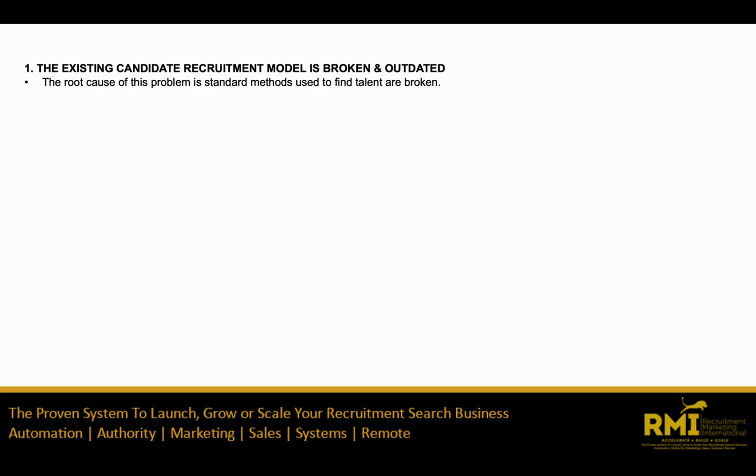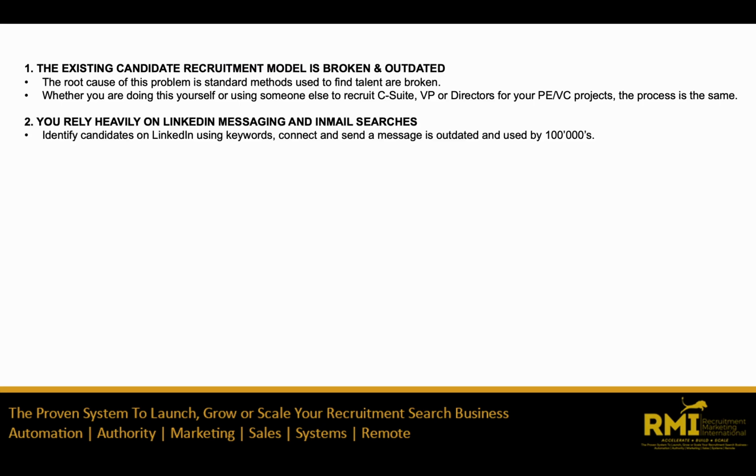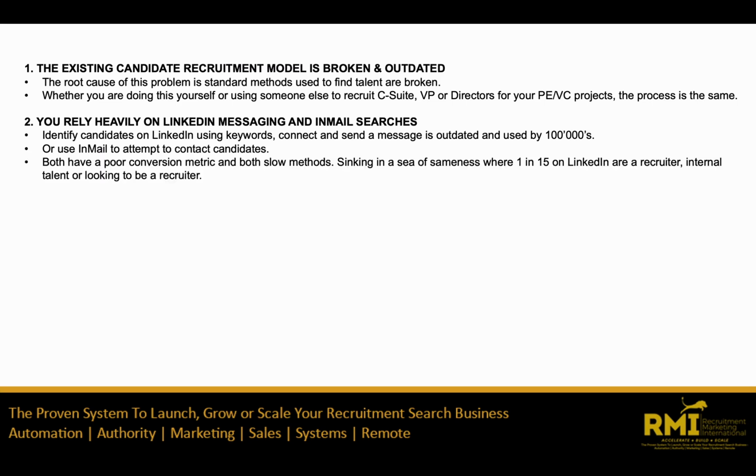So the root cause of this problem is standard methods used to find talent are broken. Whether you're doing this yourself or using someone else to recruit C-suite, VP or directors for your PE projects, the process is the same. You rely heavily on LinkedIn messaging and email searches. You identify candidates on LinkedIn using keywords, connect, and send a message. That's what everyone does. But it's outdated and it's used by hundreds of thousands of recruiters just like you. You might use emails to attempt to contact candidates, but we know they both have a poor conversion rate, a poor metric, and they're both slow methods.